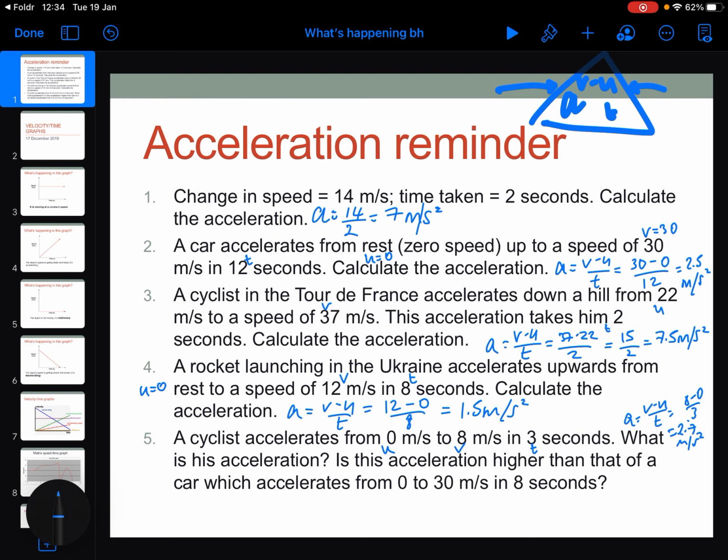Next bit. Is this acceleration higher than that of a car, which accelerates from 0, so that's u, to 30, so that's v, in 8 seconds? So the car acceleration, v take u over t, 30 take 0 over 8 is 3.75 meters per second squared. So the bike had 2.7, the car had 3.75. Clearly the car is higher.